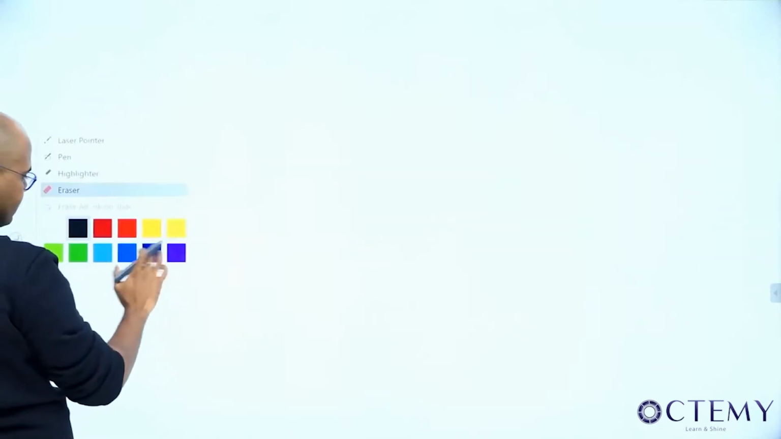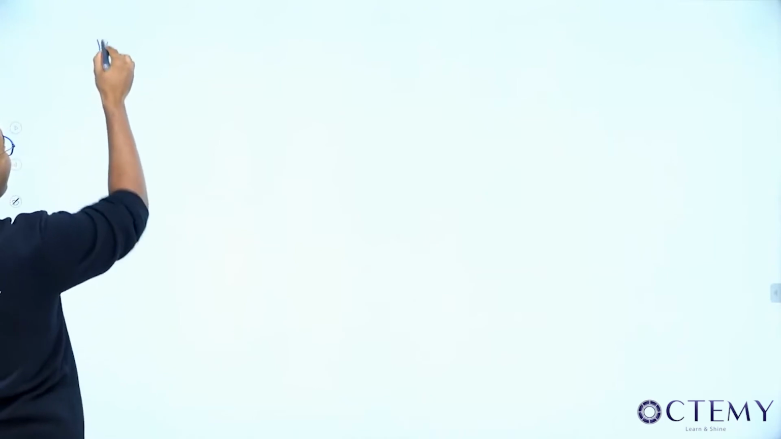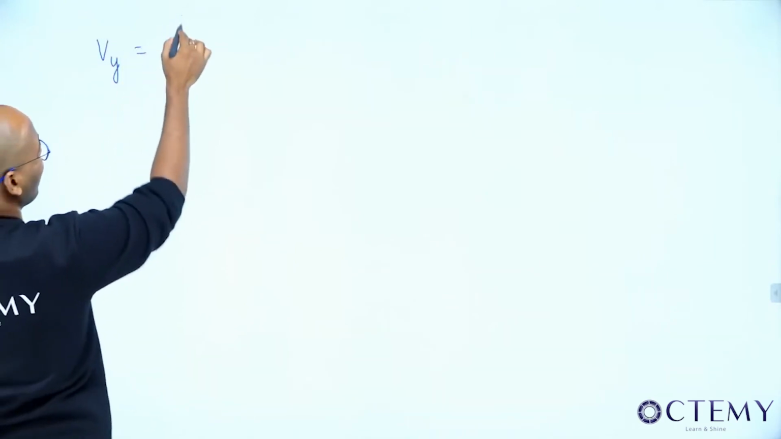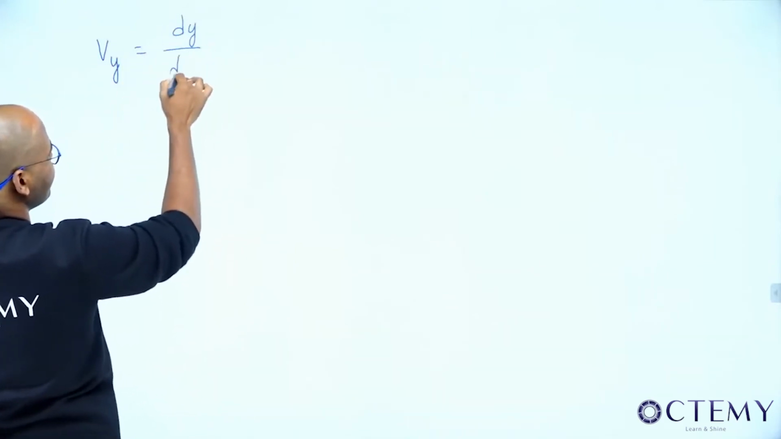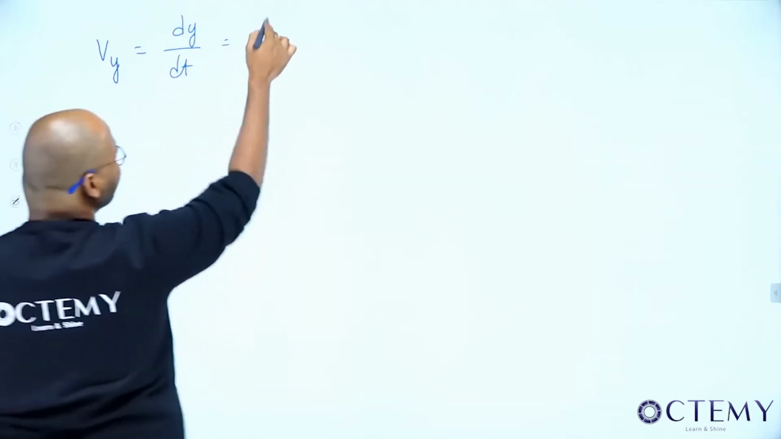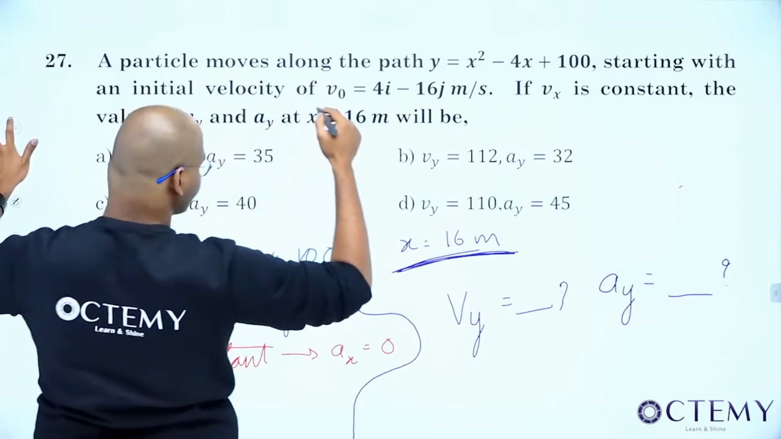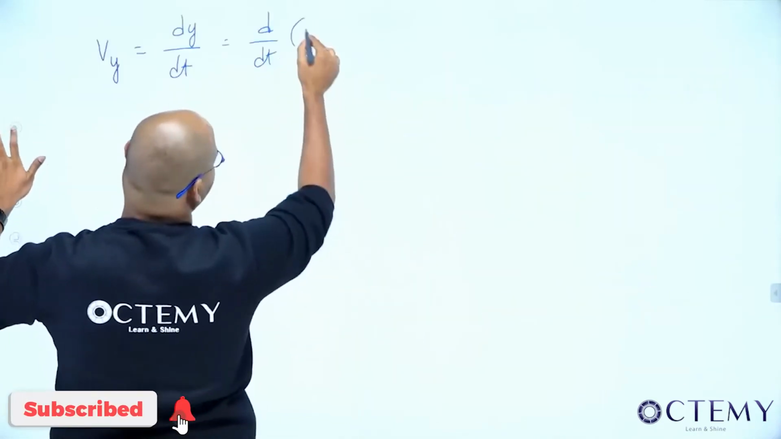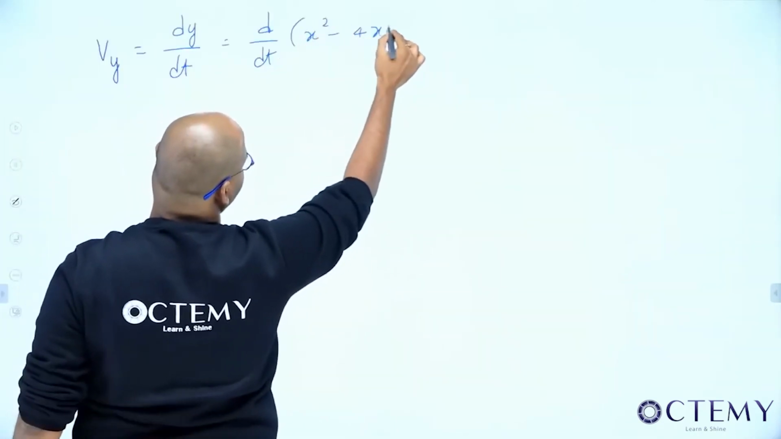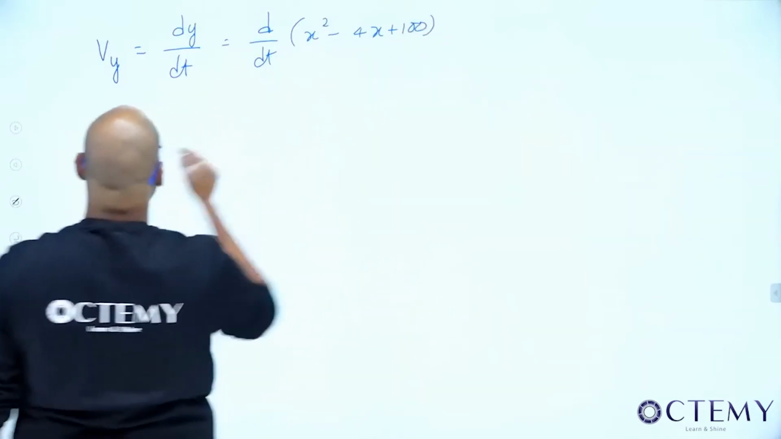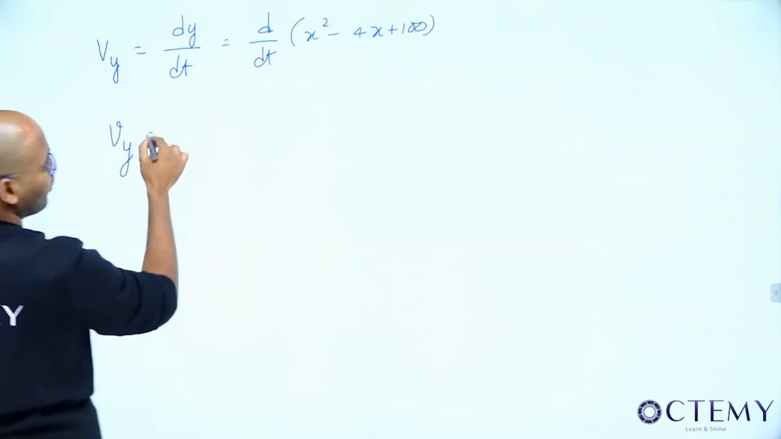Can I write velocity in y direction is nothing but equal to dy by dt? Yes or no? And he gave the equation. What is y? X square minus 4x plus 100. So from this, what is velocity in y direction going to be?